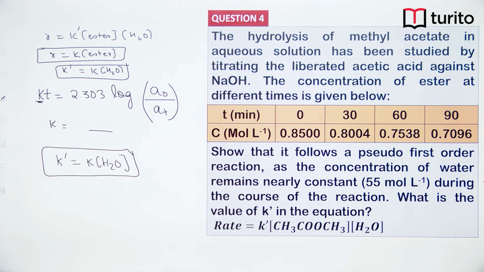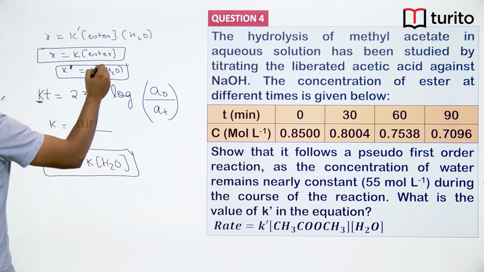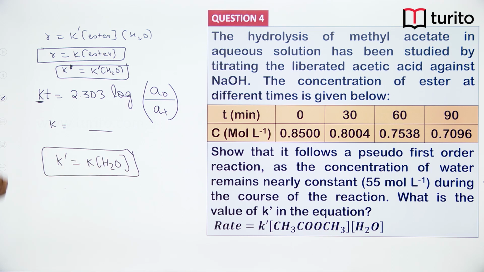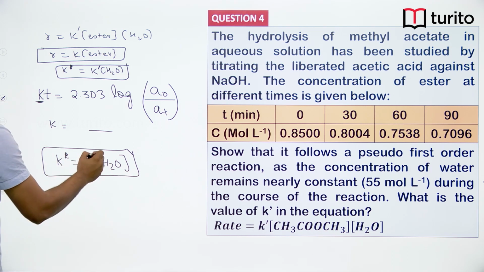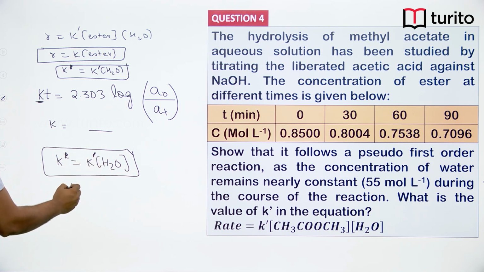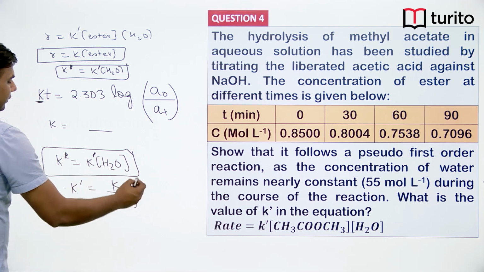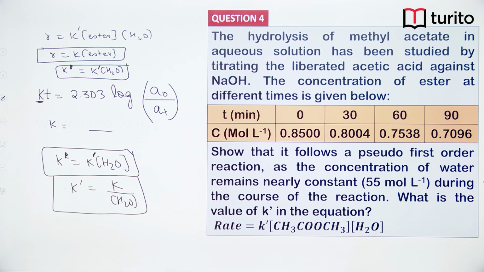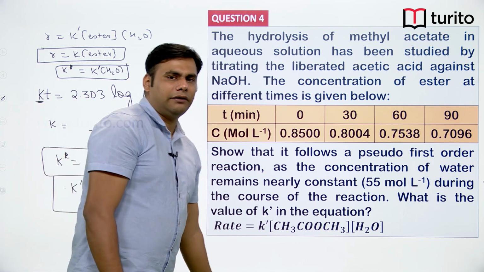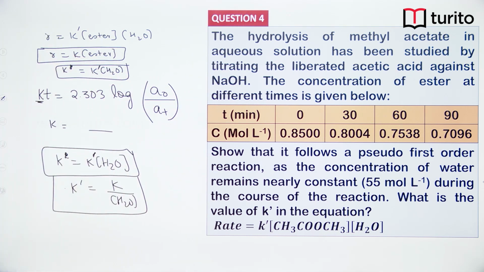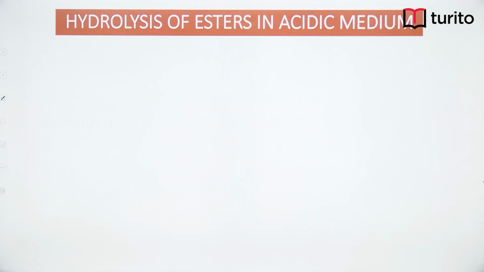I have written this incorrectly. K is basically K dash into the concentration of water. So we have calculated K. We know that K is equal to K dash into the concentration of water, so K dash would be K upon the concentration of water. The concentration of water is always taken as 55.56; in this question you have been given 55. These are basically subjective level questions that will help you understand how we are exactly finding out the rate.